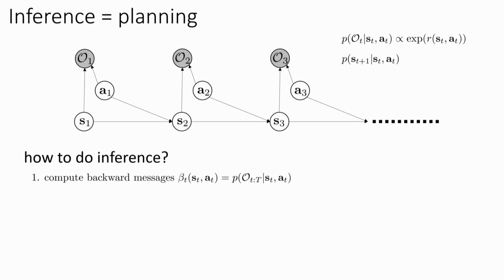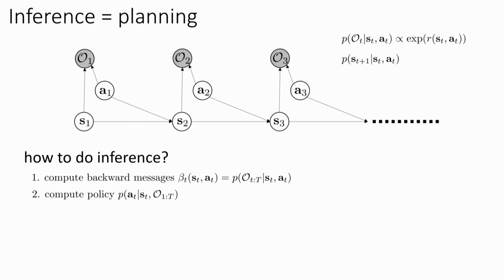So while this might seem like a slightly arbitrary question to ask, we'll see afterwards that it's a very, very useful quantity to calculate. Because if you can calculate the backward message, you can actually recover the near optimal policy in this graphical model. And that's the second question. The second question is, how do you compute a policy, P of a_t given s_t, comma, o_1 through capital T?